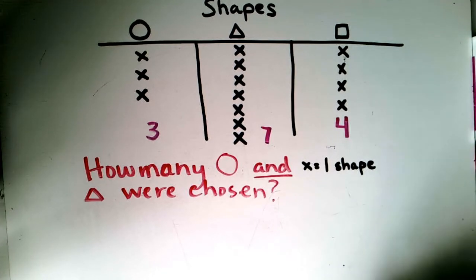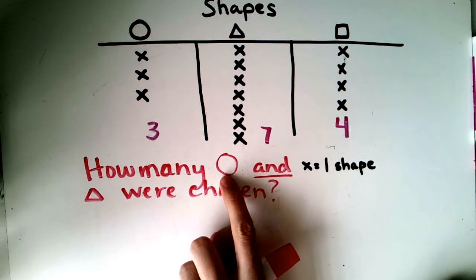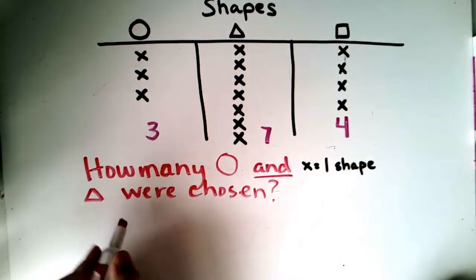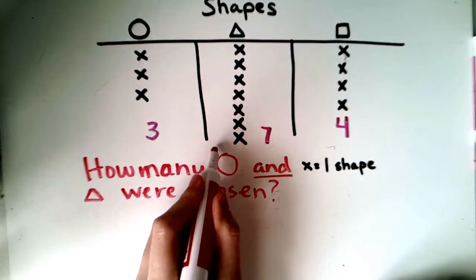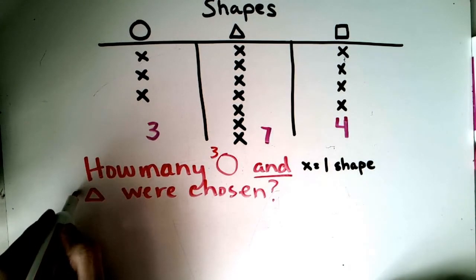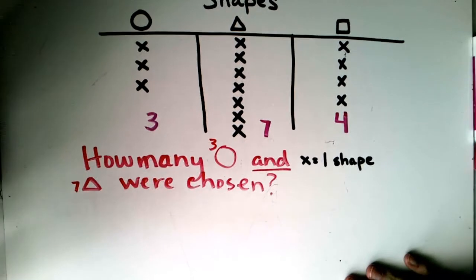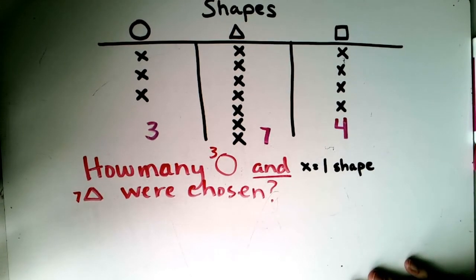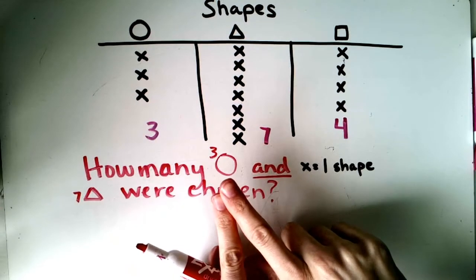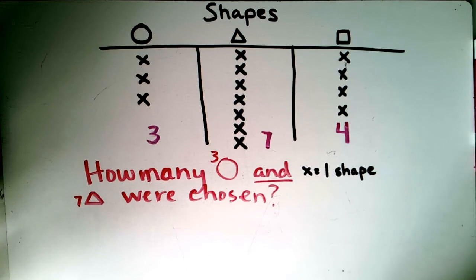One way is using a number sentence. How many circles? So I'm going to think, how many circles were there? Three. Okay, there were three circles. And triangles. How many triangles? There were seven triangles. Good job. Okay, now follow along with me and write this number sentence with me. If we're going to put these two shapes together, do you think we should use a number sentence that is adding or subtracting?